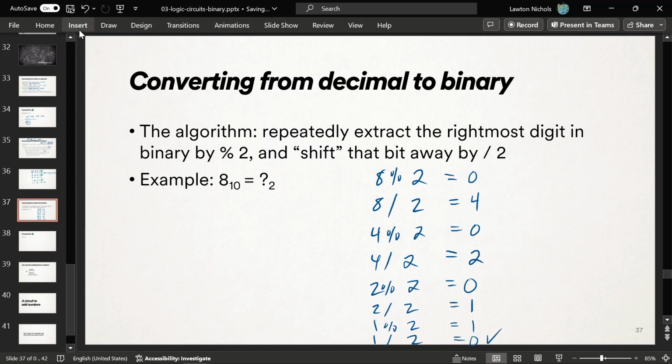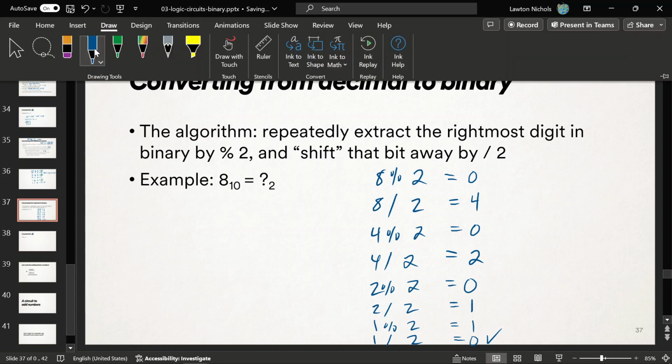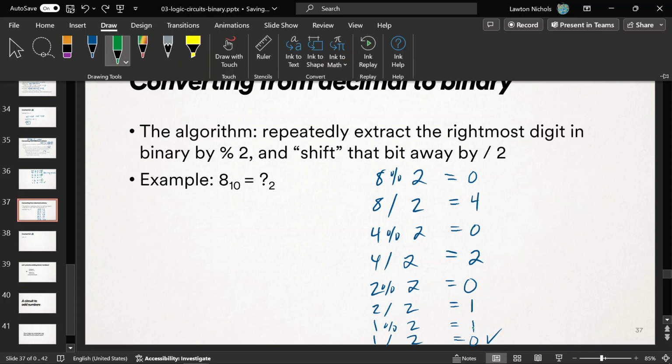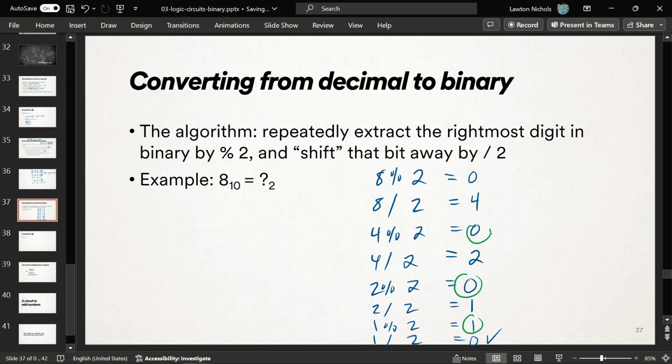And now every time I took a modulus, every time I took a remainder, I got a digit. I got it in reverse order. Alright, so the answer is 8 in decimal is equal to 1000 in binary. And that's your answer.